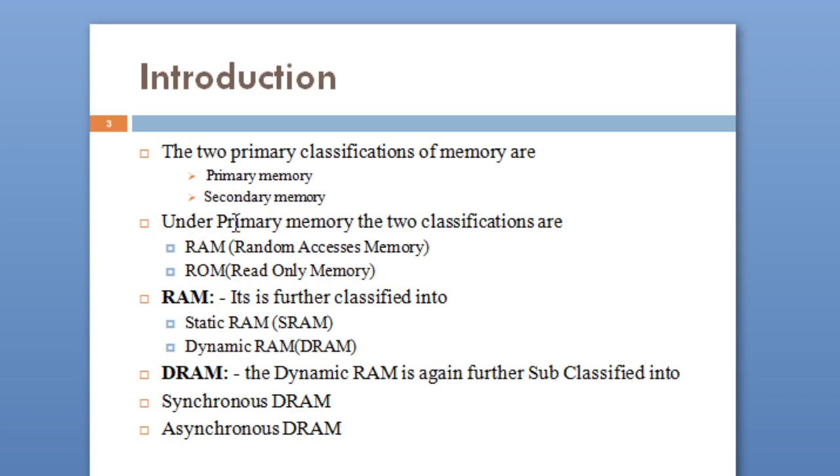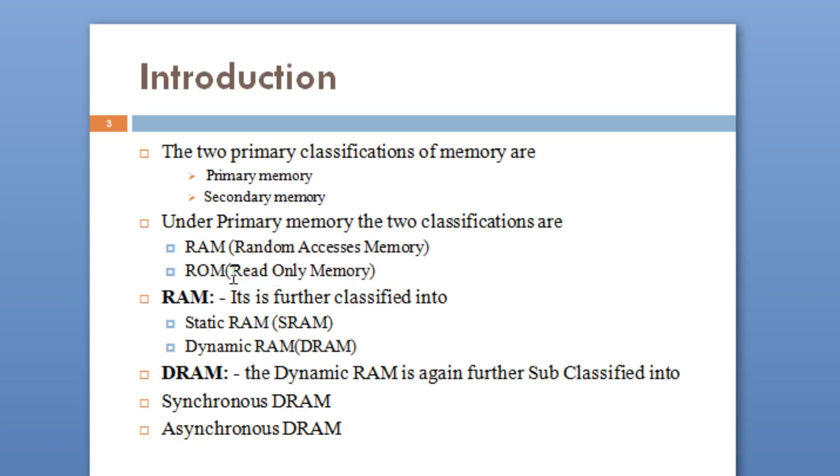Under primary memory there are two classifications, RAM and ROM. RAM is random access memory, ROM is read-only memory. Random access memory is also called read-write memory, or the main memory, or the primary memory. The programs and the data that the CPU requires during the execution of a program are stored in this memory. It is a volatile memory. Volatile memory means the data is lost when the power is turned off. RAM is again classified into two types: static random access memory and dynamic random access memory.